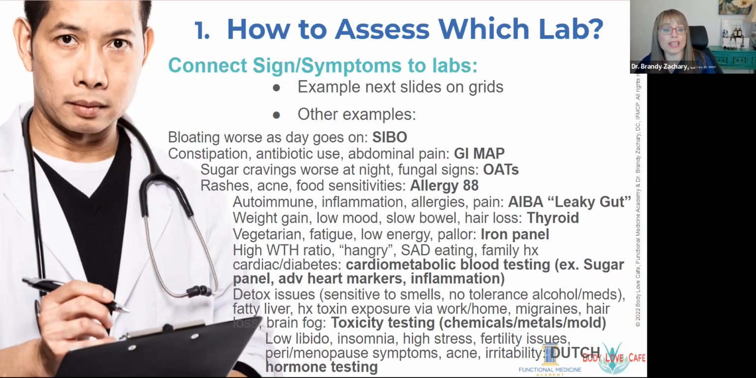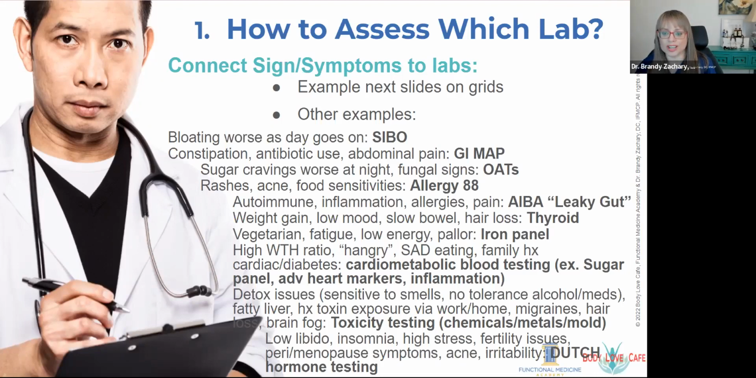Maybe someone has weight gain, low mood, slow bowel, hair loss. You might be thinking thyroid panel. If you have a vegetarian, they're feeling really tired, low energy. They start looking pale, right? They're losing some of their natural skin color and tone. Maybe you're thinking an iron panel.